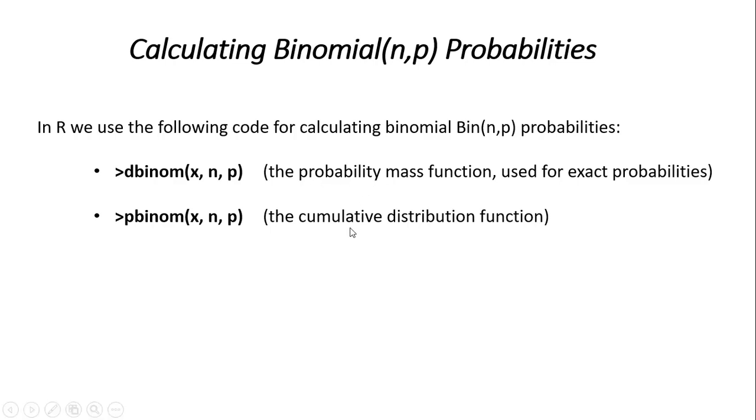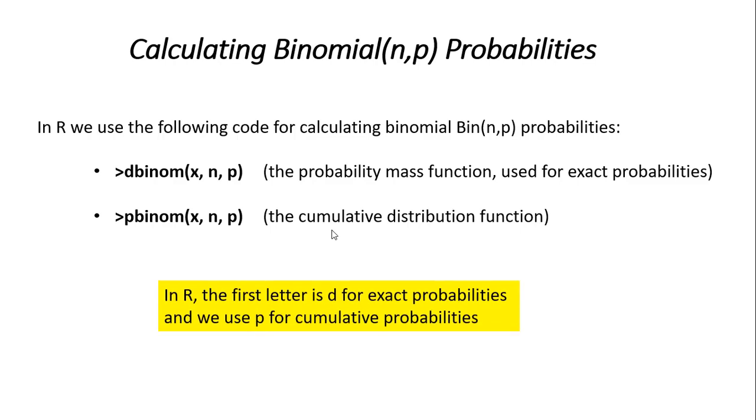When we want cumulative probabilities, we begin with P. So we have pbinom(x, n, p). This is the cumulative distribution function, which you sometimes see abbreviated as the CDF. Just keep in mind that in R, the first letter is d for exact probabilities, and we use p for cumulative probabilities. This is true for all the probability functions we're going to talk about in this video.